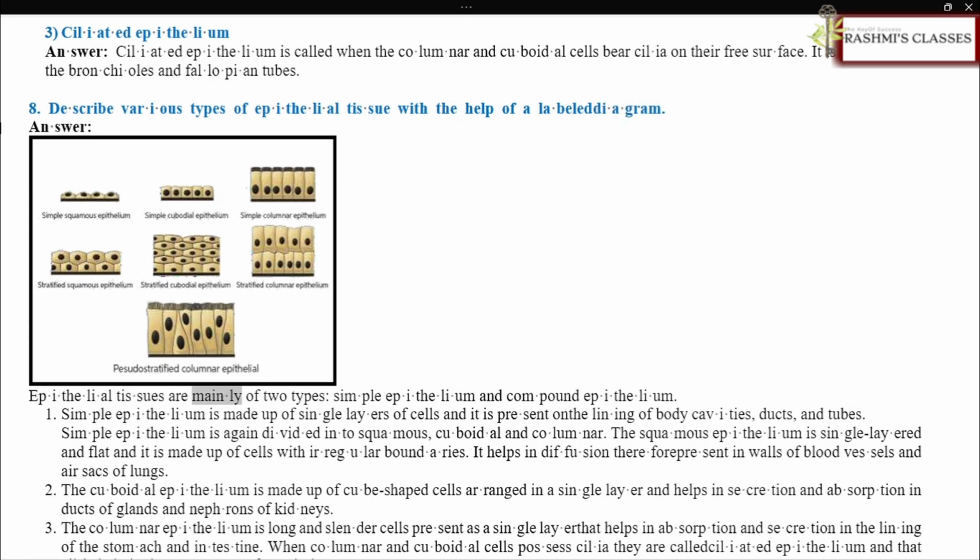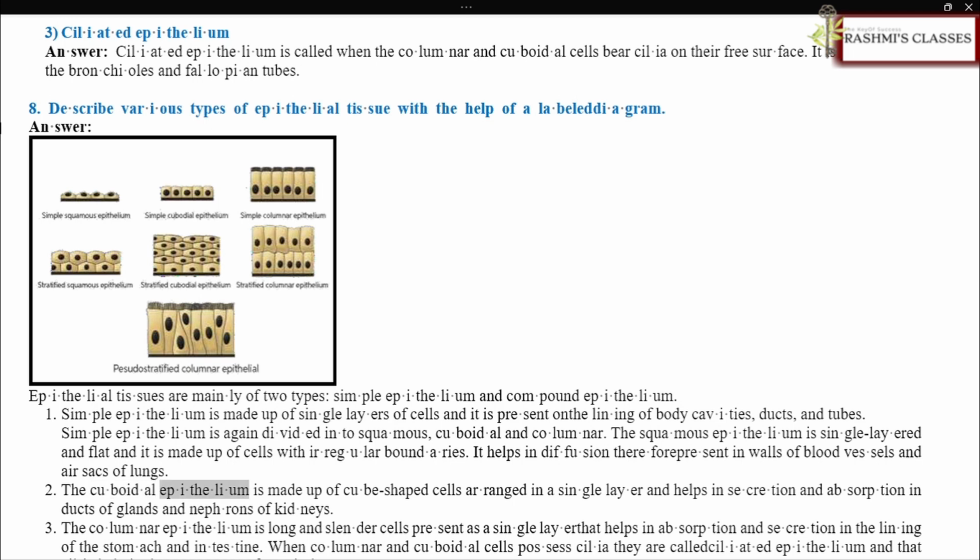Epithelial tissues are mainly of two types, simple epithelium and compound epithelium. Simple epithelium is made up of single layers of cells, and it is present on the lining of body cavities, ducts, and tubes. Simple epithelium is again divided into squamous, cuboidal, and columnar. The squamous epithelium is single-layered and flat, and it is made up of cells with irregular boundaries. It helps in diffusion, therefore present in walls of blood vessels and air sacs of lungs.